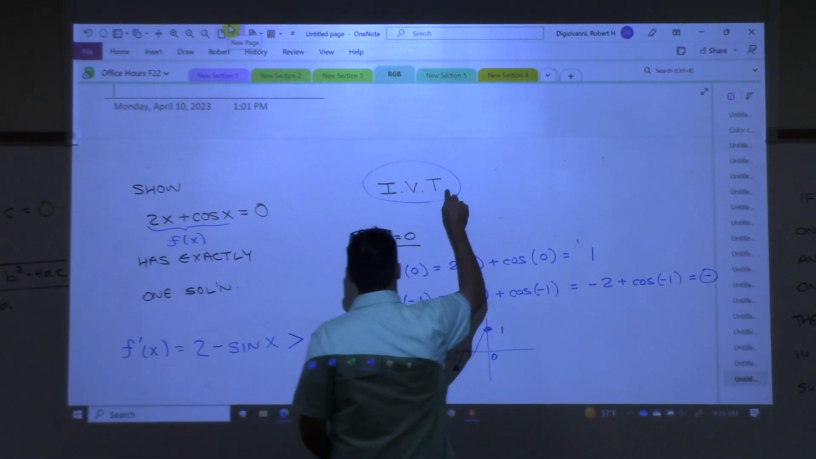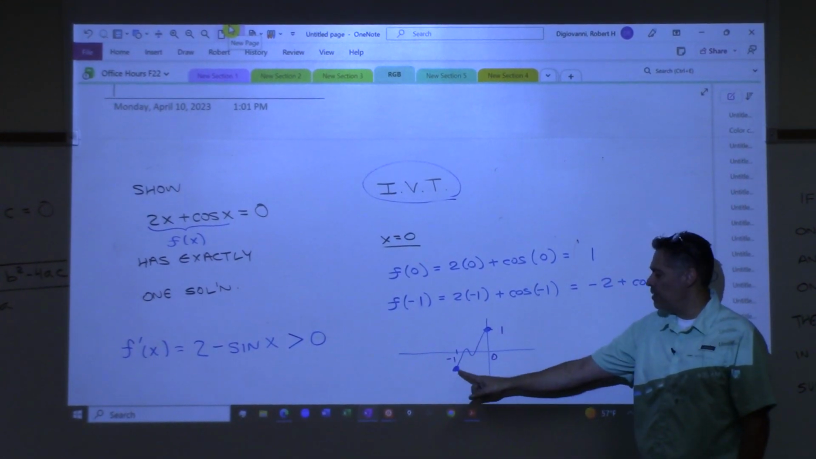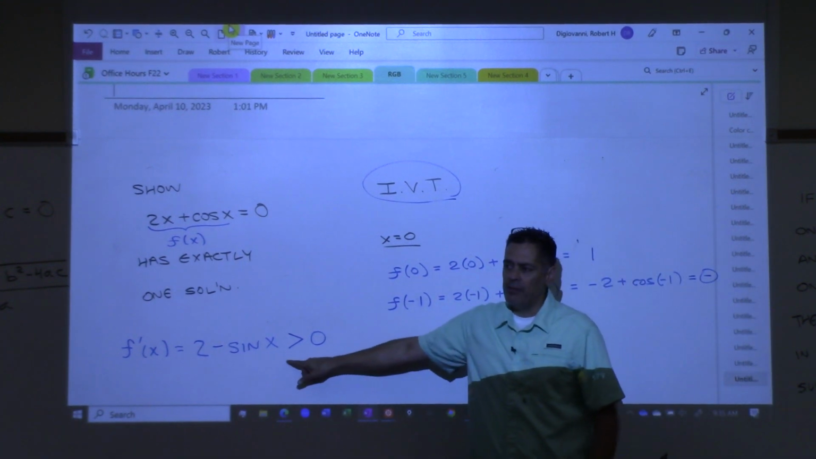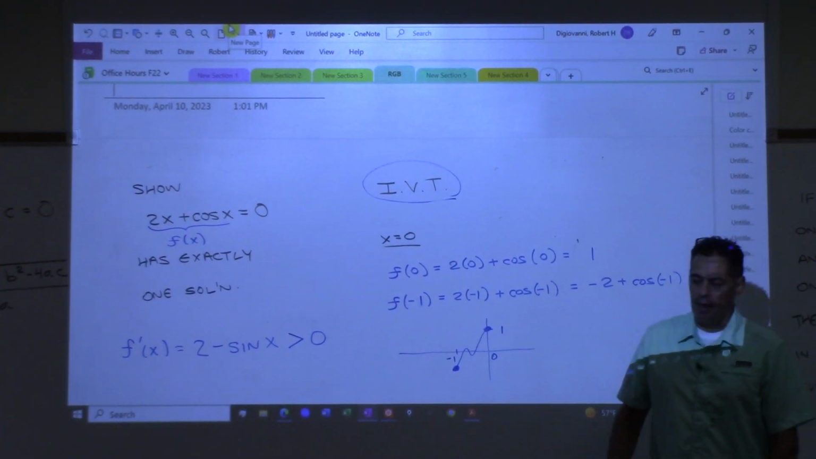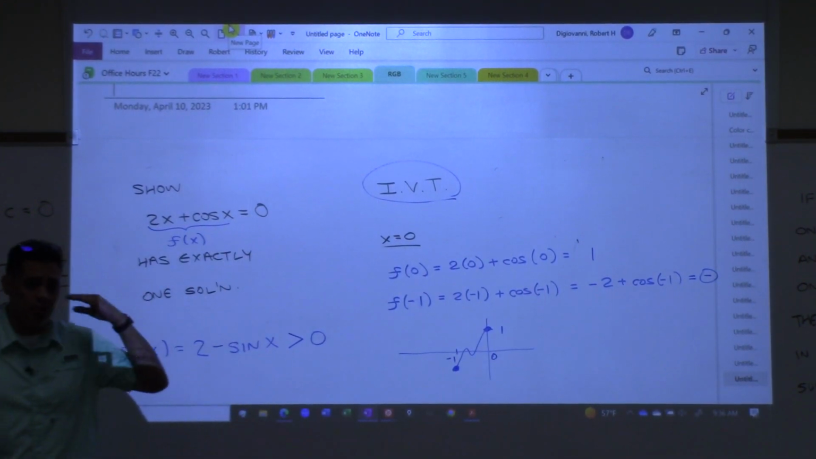So I use the intermediate value theorem to show you there's at least one answer. Between negative 1 and 0, there's at least one answer. Then I use the fact that the derivative is positive to show you that there's only one. All right? I'm not asking you to do this. I wanted to just show it to you.